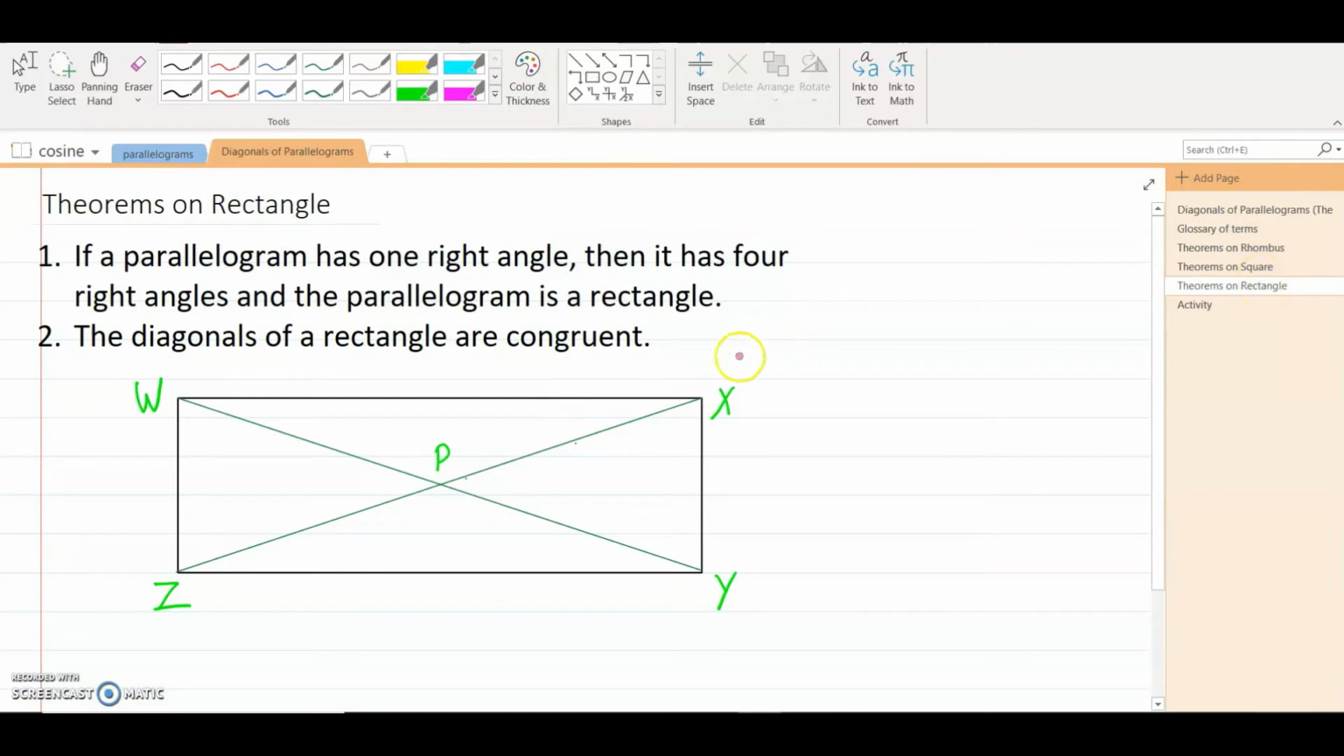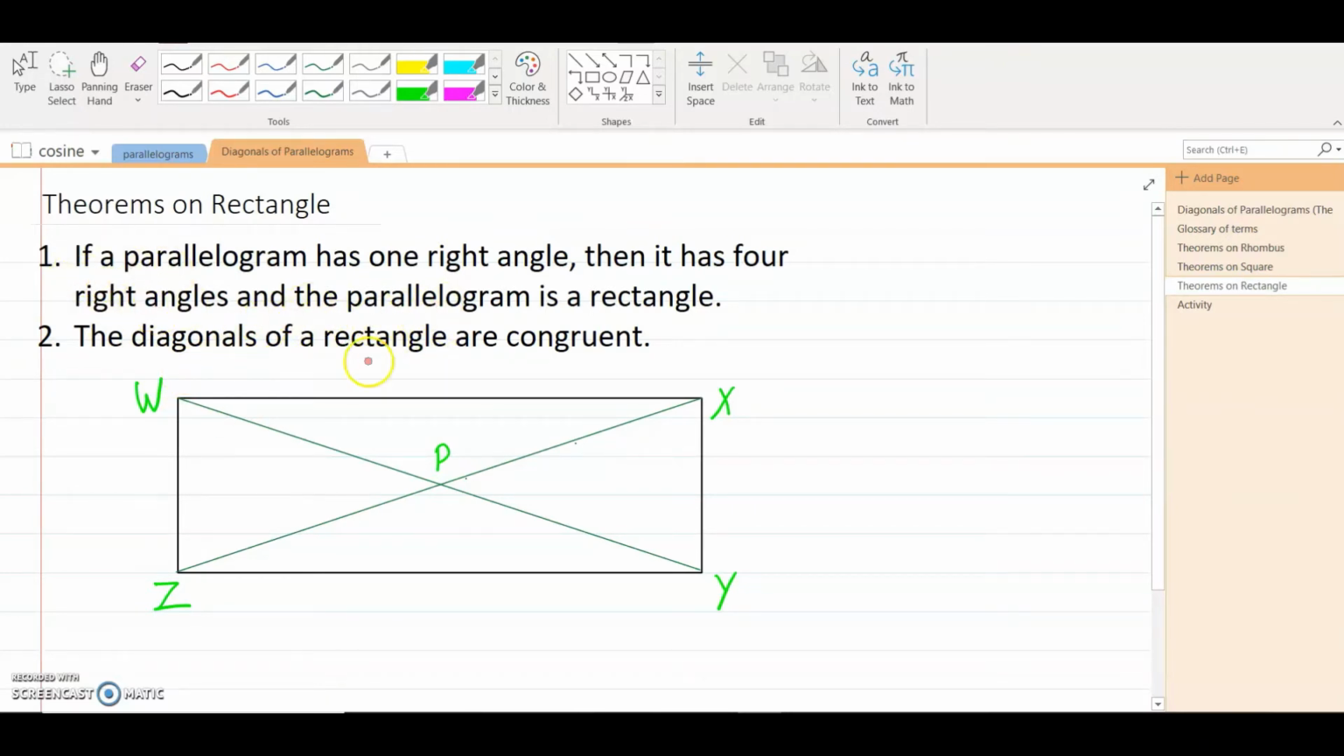Next, we have the theorems on rectangle. So number 1, if a parallelogram has 1 right angle, then it has 4 right angles, and the parallelogram is a rectangle. Then number 2, the diagonals of a rectangle are congruent.